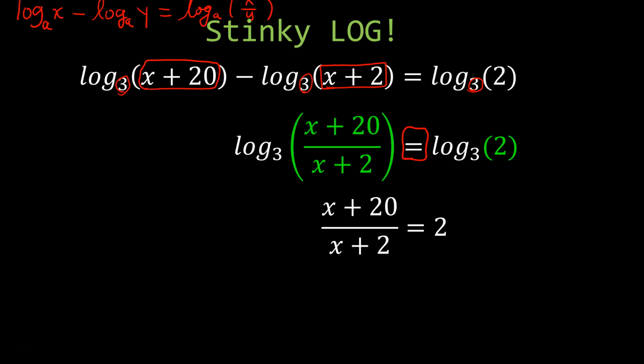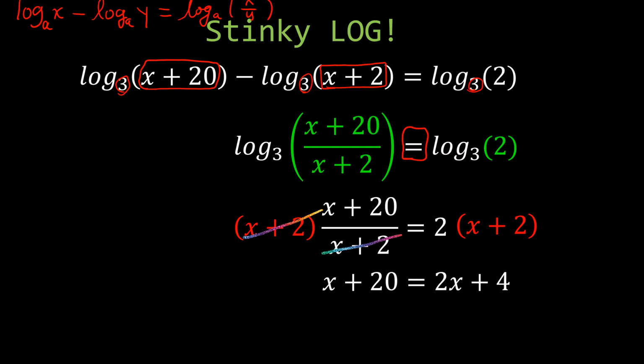That is now an equation with a fraction. That's a rational equation. So how do we deal with them? Multiply by the least common denominator to clear the fraction. In this case, x plus 2 is the common denominator. So x plus 2 divided out x plus 2 on the left-hand side. We will have x plus 20 is equal to 2x plus 4 when we distribute. So for x, you will get x equals 16.